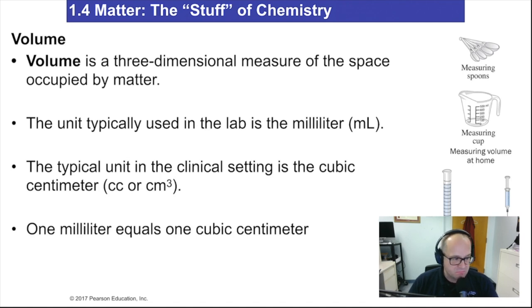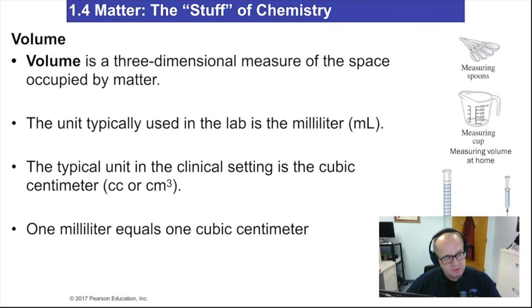Volume. Now, first of all, volume is a three-dimensional measure of the space matter takes up, or the space that matter needs to exist. So far, we've decided that matter has mass, and also matter occupies space. Matter has volume. So volume is a three-dimensional measure of the space occupied by matter. Typically, in chemistry, we measure volume in milliliters or liters. A little bit of volume, milliliter. A whole lot of volume, liters. That's how you want to do that.